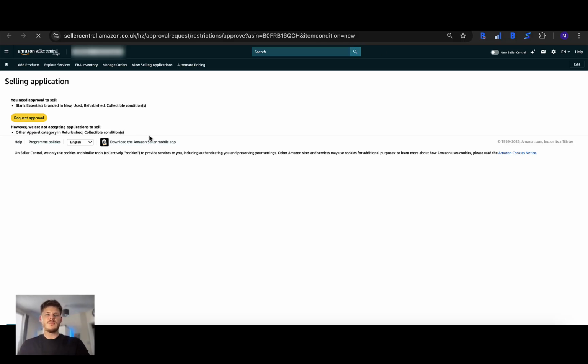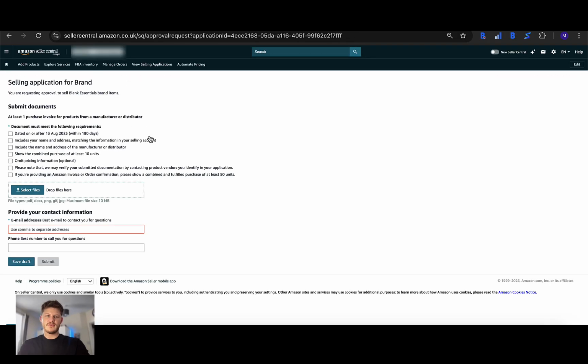Now, when we press this button, a couple of things could happen. We could get automatically ungated without having to do anything more, and it's always worth pressing request approval just in case that works. That's happened to me a few times where I didn't expect it. So here you have your selling application for a brand. This is the most common thing that you'll come across as you're getting started.